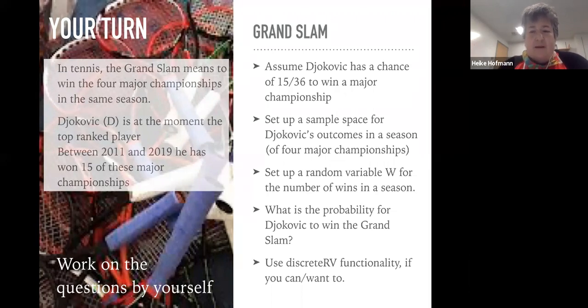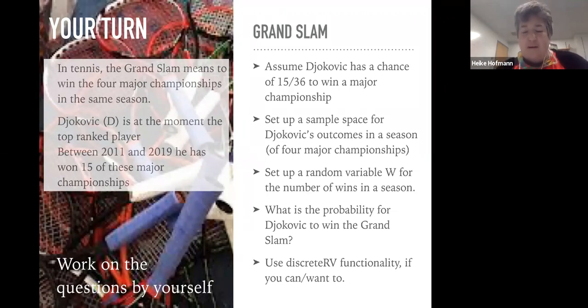So assume that each season consists of exactly 4 major championships. Obviously 2020 is different, but 2020 is different for so many different reasons. We just don't count 2020 at the moment. And then we want to set up a random variable W that counts the number of wins in a season, in Djokovic's season. So next question is, what's the probability for Djokovic to win the Grand Slam?